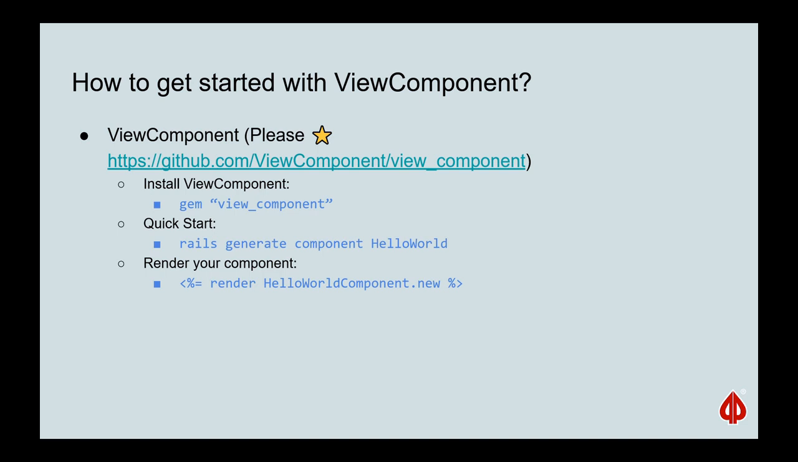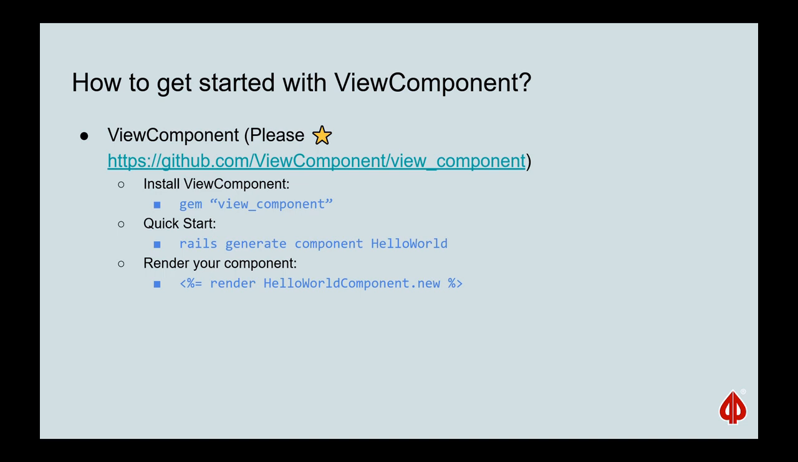So the first and easiest thing is to just add the gem view component and do bundle install. Next, you will have a handful of generators for the component. It's simple: just write rails generate component hello world, and it creates a component called hello world. It concatenates the component name to the hello world, so it will be the hello world component under the component namespace. And finally, you can render the hello world component.